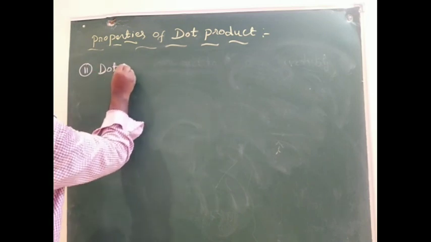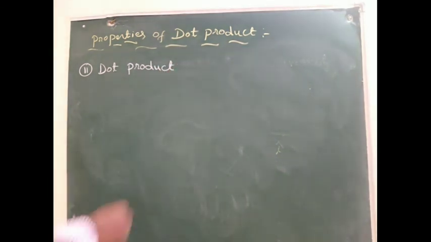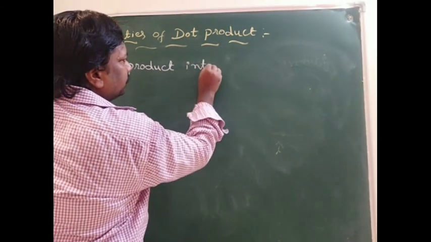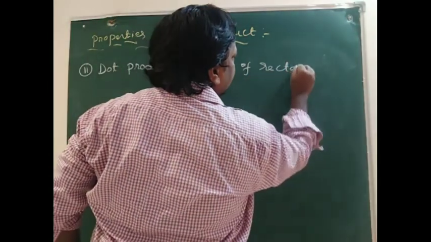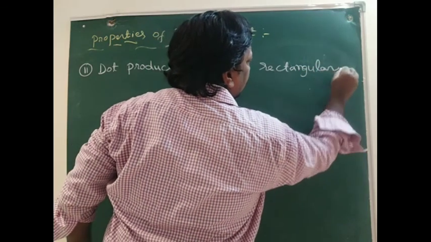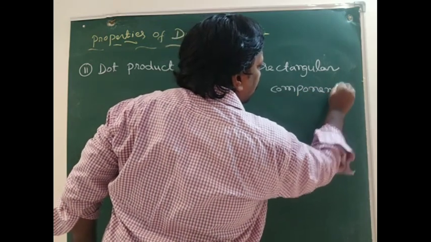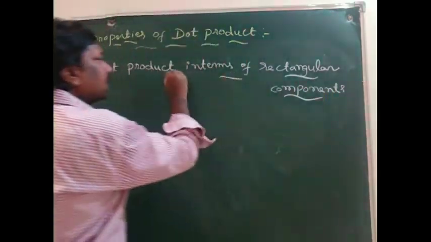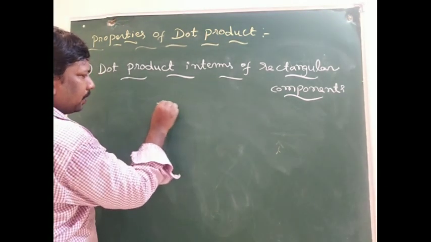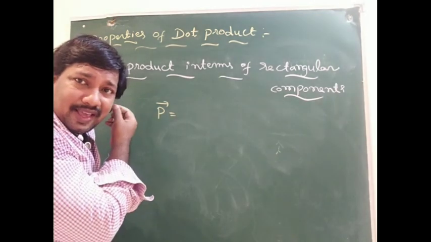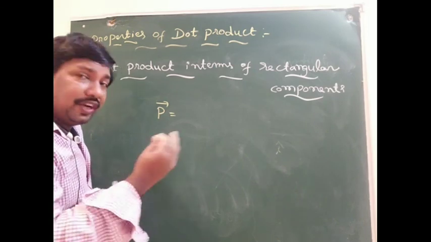Dot product in terms of rectangular components. Here P bar and Q bar are the two vectors. Here P bar is along the direction of the x, y, z axes. That means P bar is in three-dimensional space.